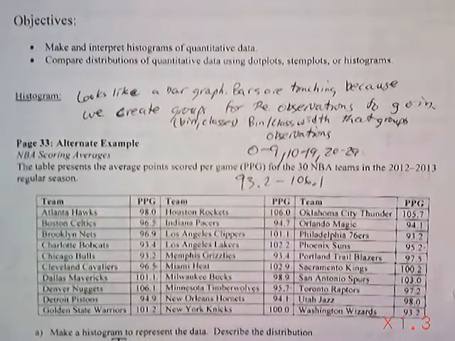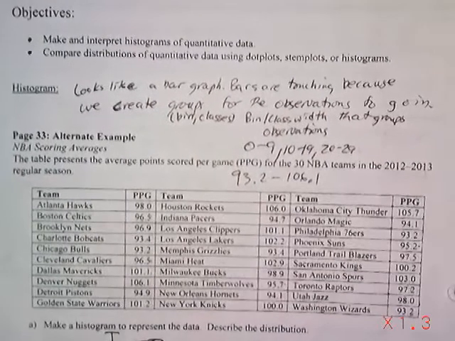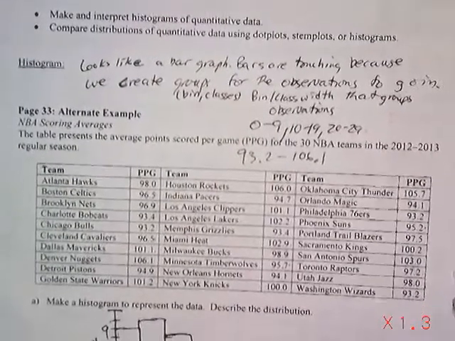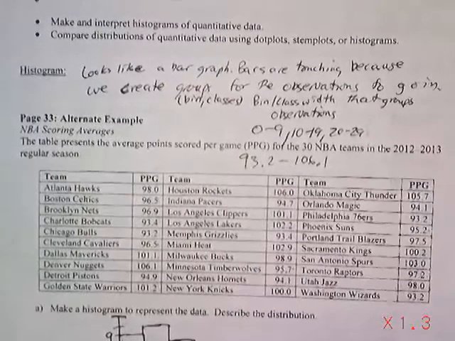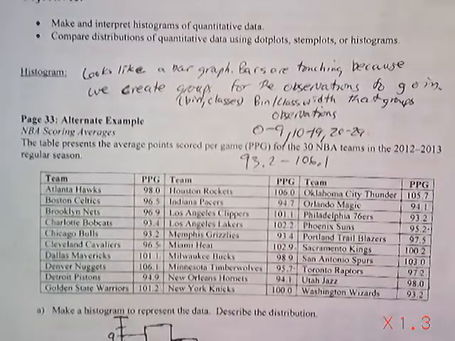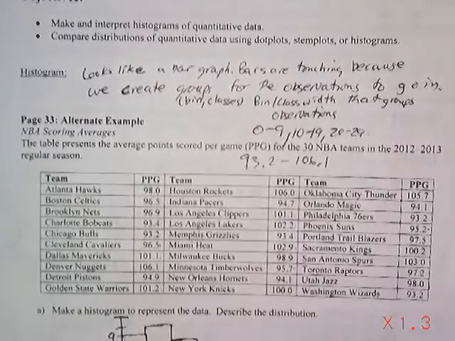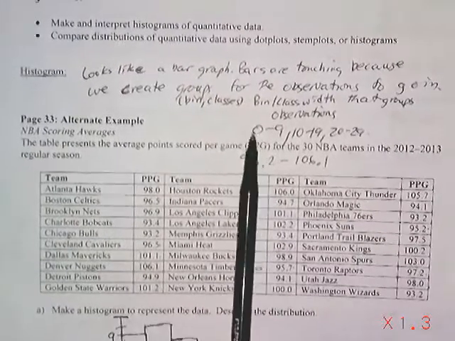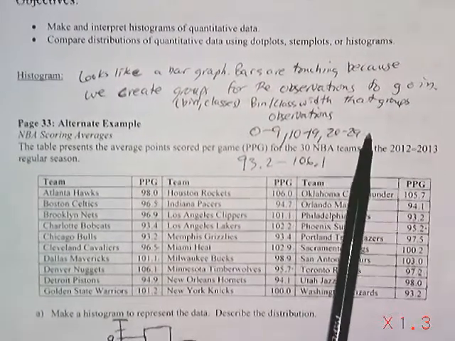First of all, what's a histogram? A histogram looks like a bar graph. The bars, though, in a histogram are always touching, because what we do is we create groups for the observations to go in. So we're going to count what goes in each bin, or class is another name we give to the groups. For example, we might have numbers from 0 to 9, 10 to 19, 20 to 29. Notice the bins are always the same size. And we're going to show how to make one right now with an NBA scoring averages example.